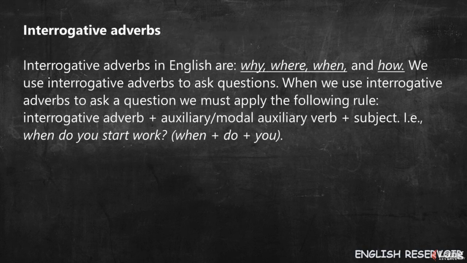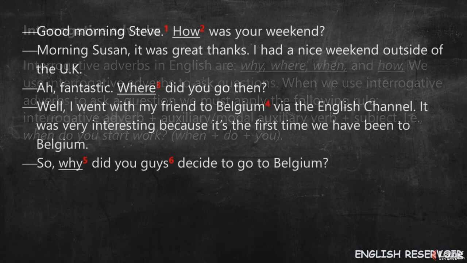Interrogative adverbs. Interrogative adverbs in English are why, where, when, and how. We use interrogative adverbs to ask questions. When we use interrogative adverbs to ask a question, we must apply the following rule. Interrogative adverb plus auxiliary or modal auxiliary verb plus subject, i.e., when do you start work? When plus do plus you.